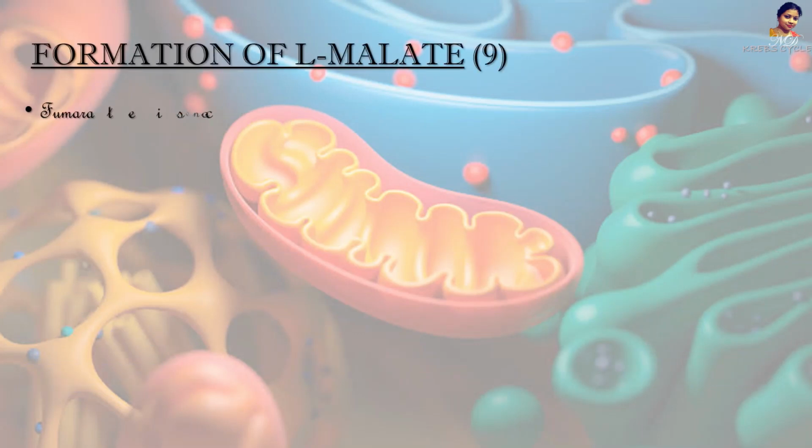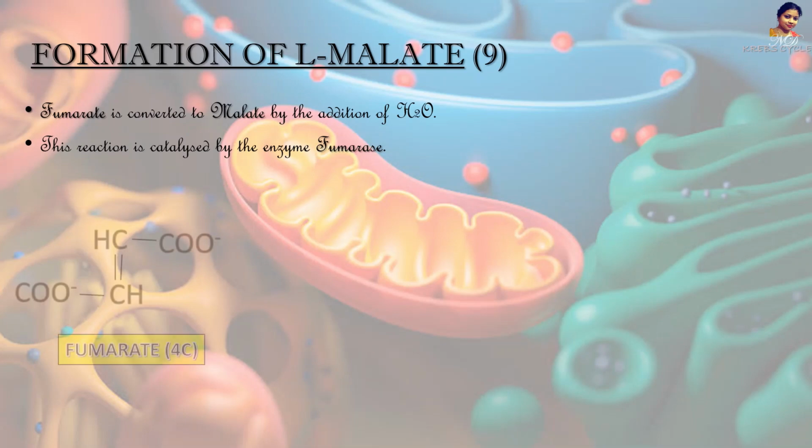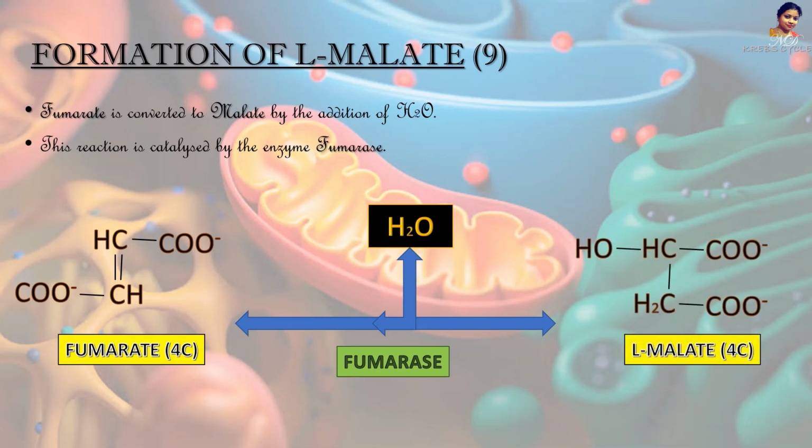Then a water molecule is added to fumarate and malate is formed. Here the enzyme catalyzing the reaction is called fumarase. Fumarate, by the action of fumarase, gets a water molecule added and L-malate is formed. See, the reaction is reversible, hence water is added and L-malate is formed, and if L-malate removes one water molecule, then fumarate is formed in the reverse direction.